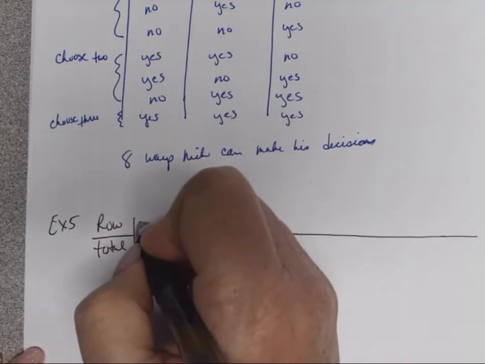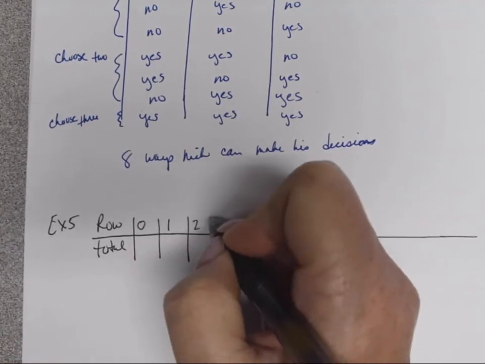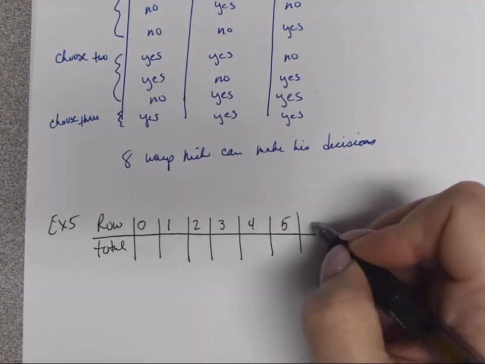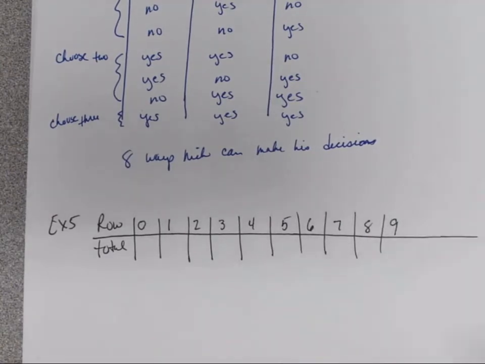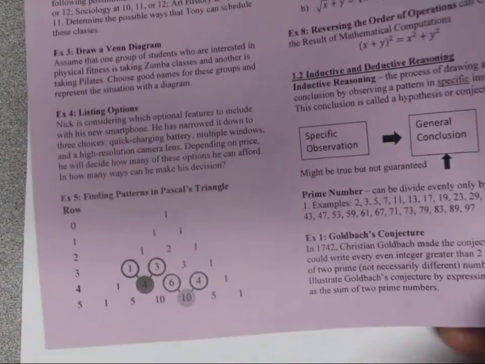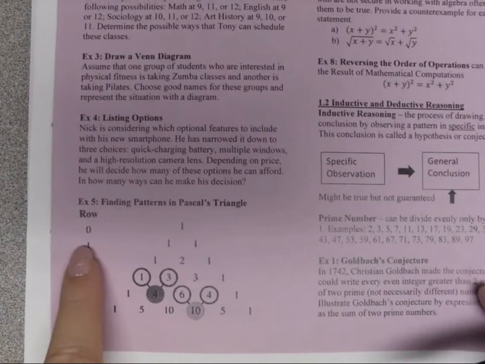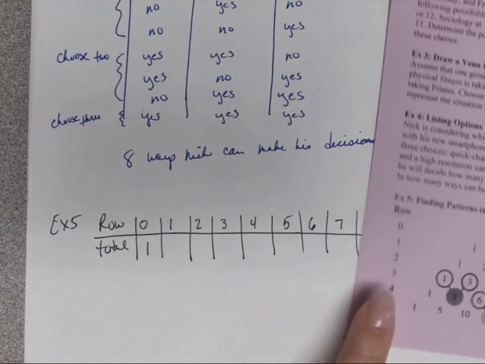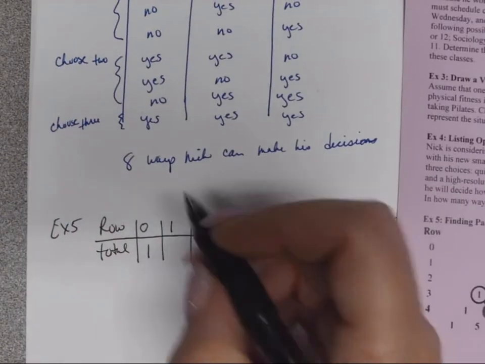So we had row 0, and then we'll have row 1, row 2, row 3, row 4, row 5, 6, 7, 8, and 9. In row 0, the sum of the numbers is 1, so we'll write a 1. In row 1, we have a sum of 2. 1 plus 1 is 2.